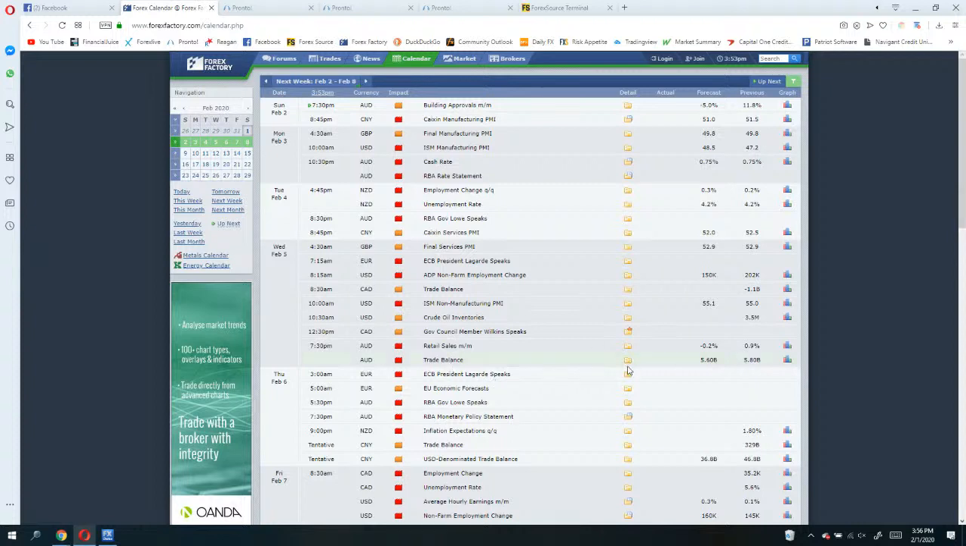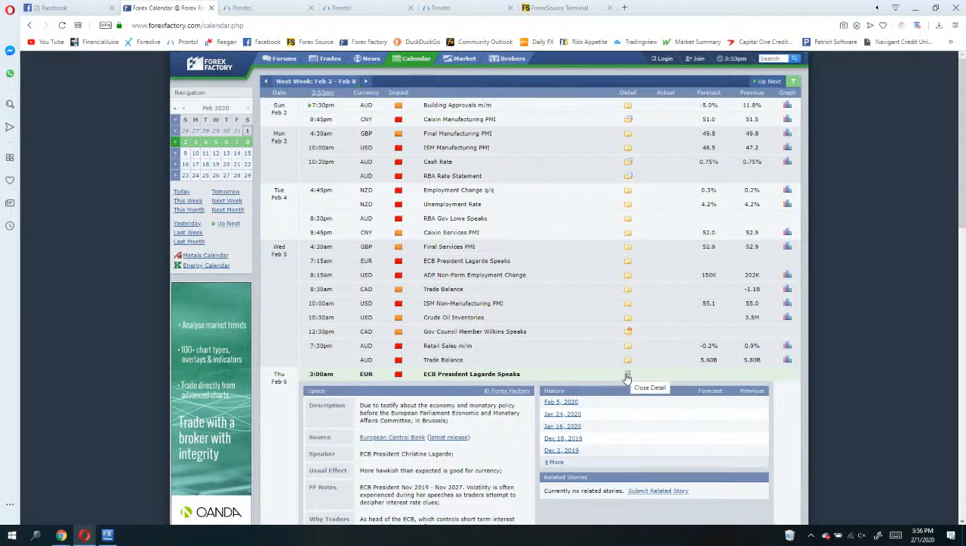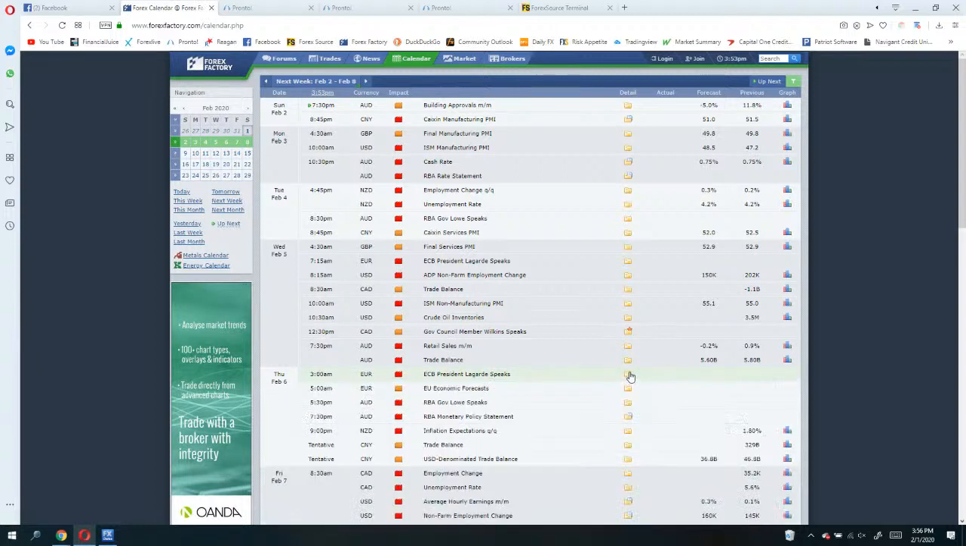Lagarde speaking again on Thursday. Okay, so this one actually could be important. She's due to testify about the economy and monetary policy before the European Parliament Economic and Monetary Affairs Committee. So this one for sure I would keep an eye on in terms of direction with the pound. Then we've got Aussie monetary policy statement. That always follows their cash rate decision a couple of days later. So Governor Lowe will be speaking, and they'll put out their actual statement.